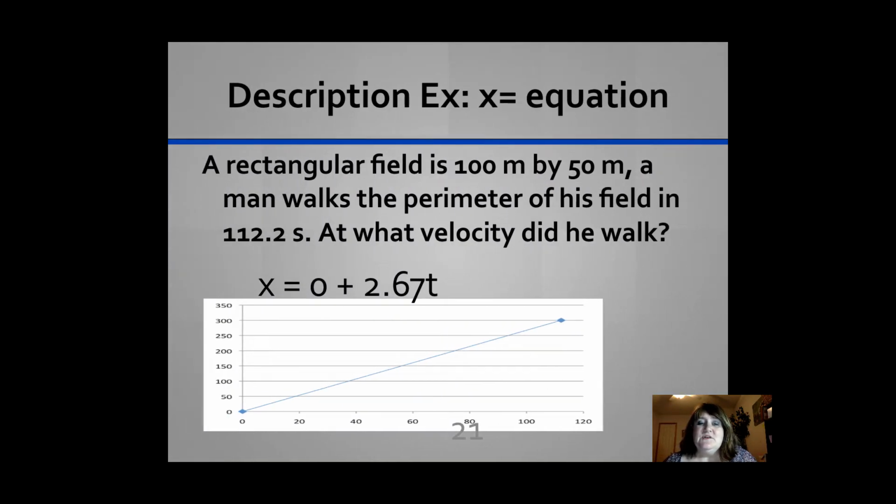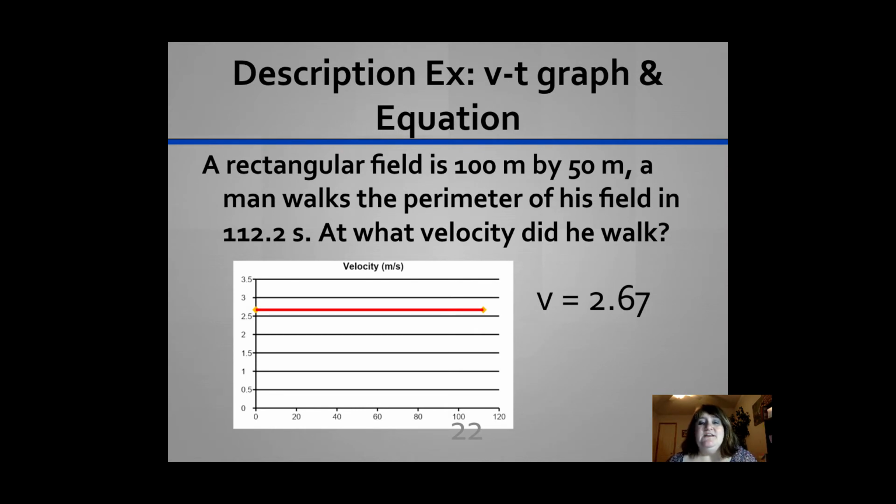This is the x equals equation. Literally write the equation of that line. The equation of that line, again using kinematic simple, is x is equal to x naught, which is 0, plus v, which is 2.67, t. That's it. That's the x equals equation.